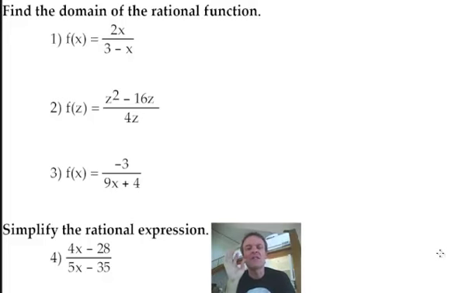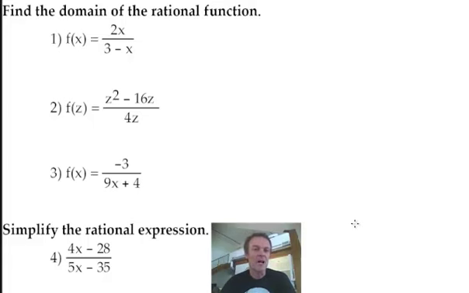Now then, finding the domain of the rational function. Well, domains are all about what values of x, or whatever letters are in the question, you can use in this function or expression. What are you allowed to use? Now, think about this. The only restriction you have is you can't divide by 0. Okay, so remember that. You cannot divide by 0.